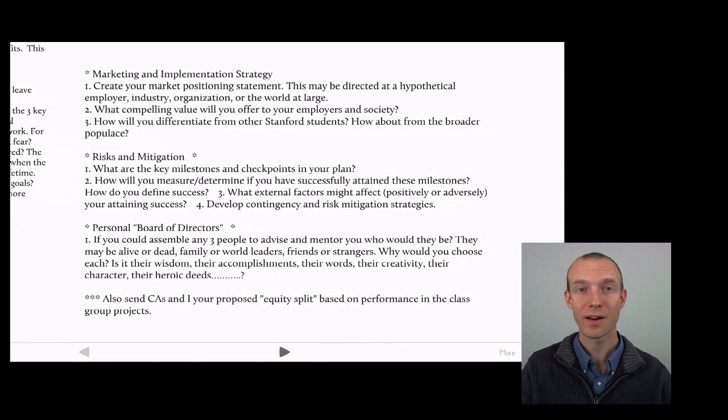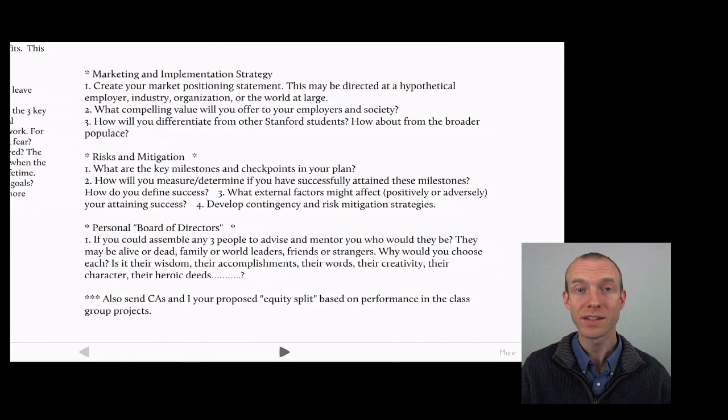You can also think about your market or your implementation strategy, your commercialization strategy, so to speak. So you can think about your market positioning statement. This might be a hypothetical employer, an industry that you want to get into, a particular organization, or somewhere in the world that you want to move to. What compelling value do you offer, either to employees or to society at large? And how are you going to differentiate yourself from other Stanford students? What are your key strengths or weaknesses?